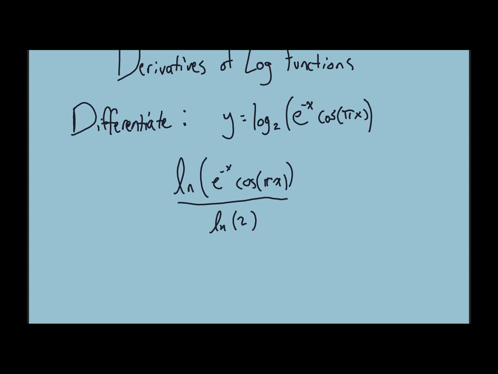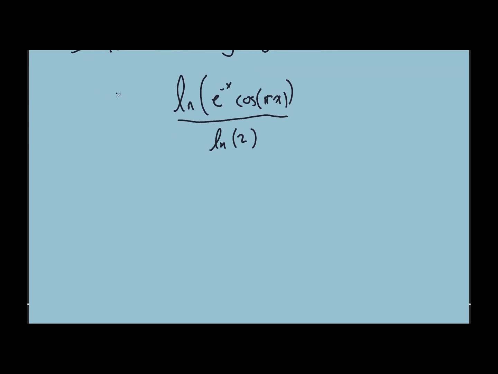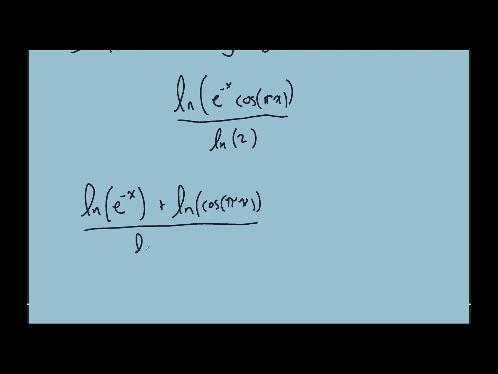Because we know that this is also going to be equal to, when two things are multiplied like these here, these functions can be separated. And I'm going to say this is more like ln of e to the negative x plus ln of cosine of pi x. And that's probably exactly what they want us to do. That's why they offer us this question. This is all going to be over the natural log of 2 yet.